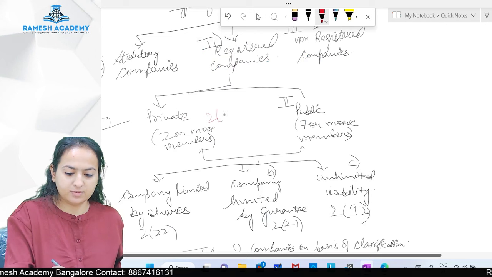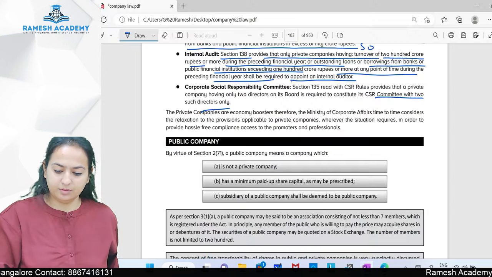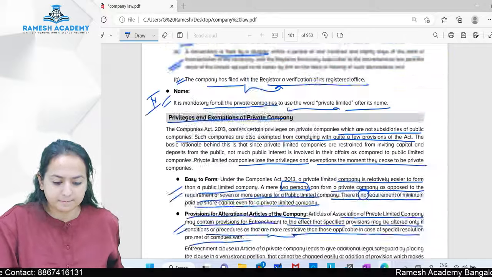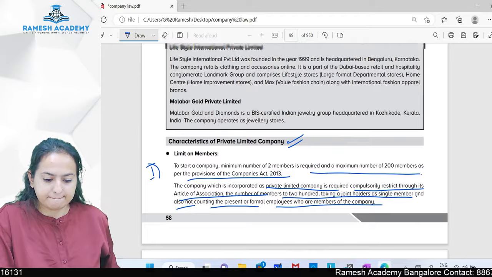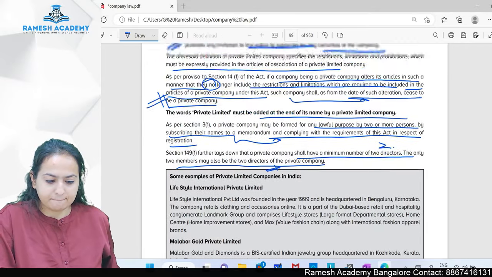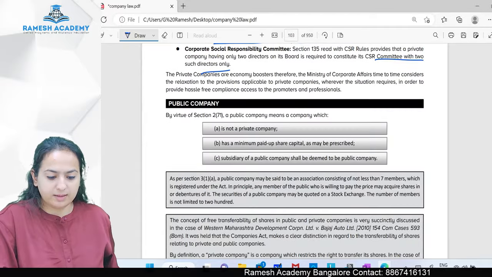Here you can write 2 sub section 68, 2 sub section 70, one public company. Okay? Move ahead with public company.